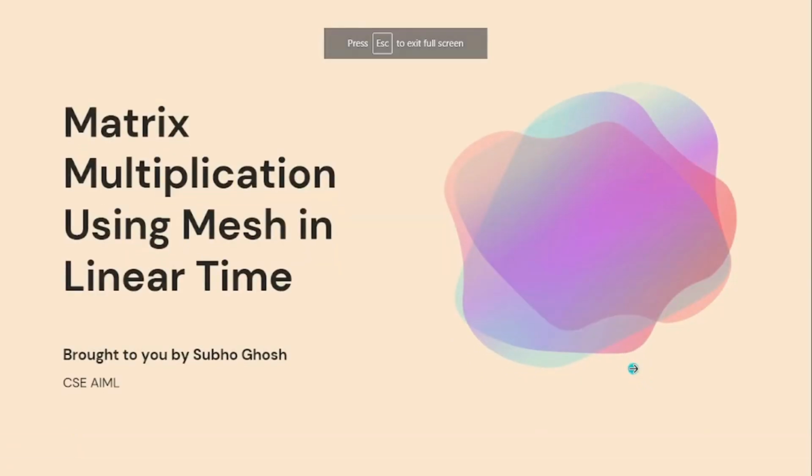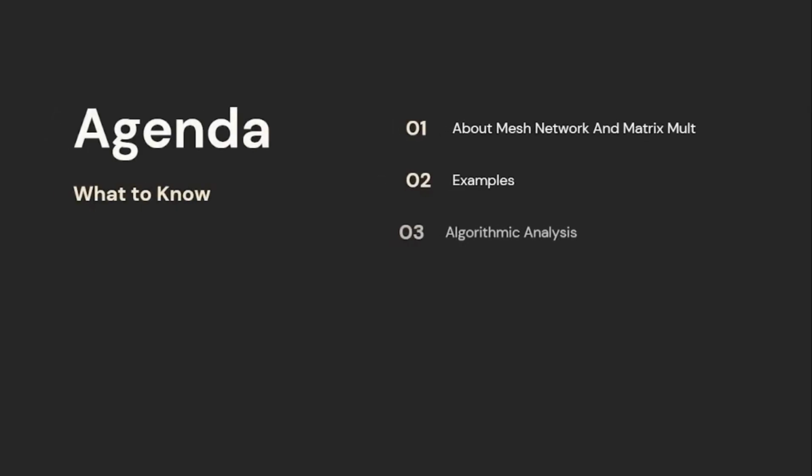Today I will be presenting matrix multiplication using mesh in linear time. Let's have a look. Now let us know the agenda of today's session. First, about mesh network and matrix multiplication. Second, the examples. And third, the algorithmic analysis.